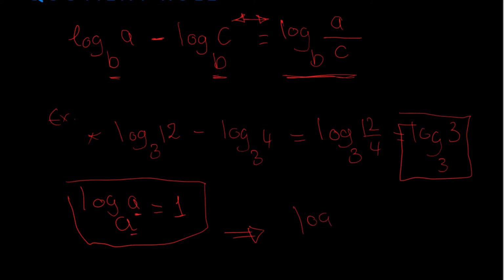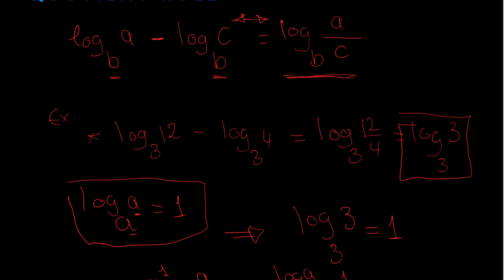So for our example, log base 3 of 3 is equal to 1. Why is this? Because we know that a to the power of 1 is equal to a. So if we transform it, it will be log base a of a is equal to 1. And this is very good information, and it helps much in solving the examples.